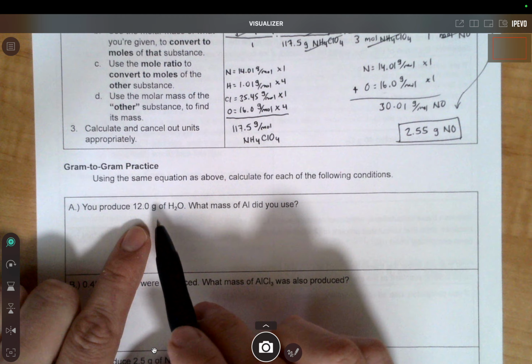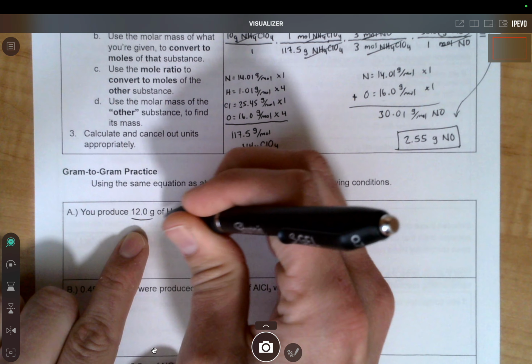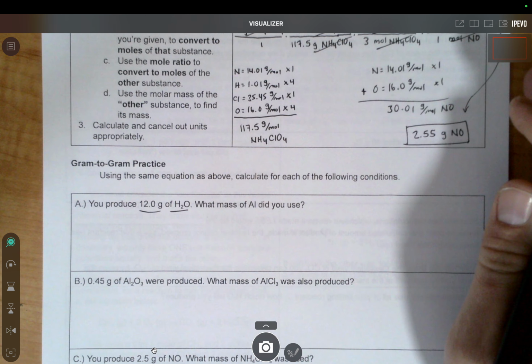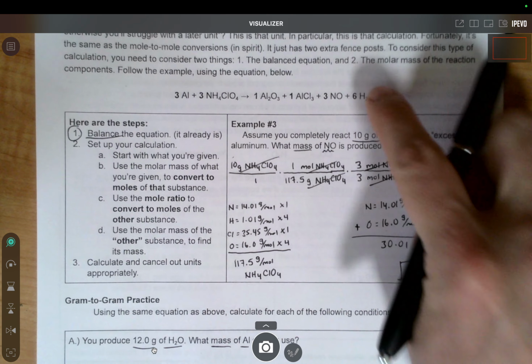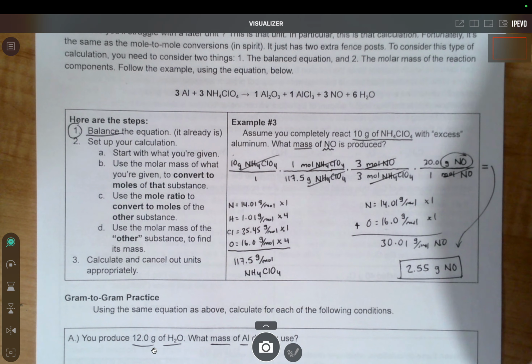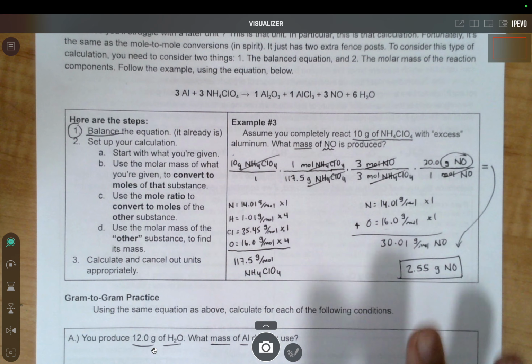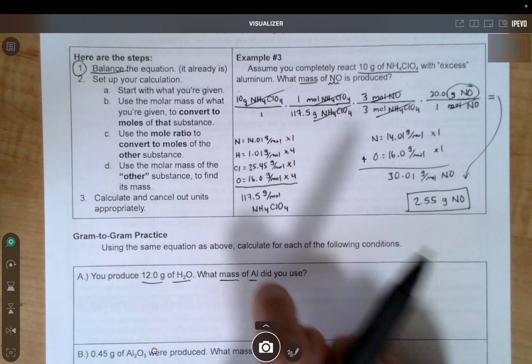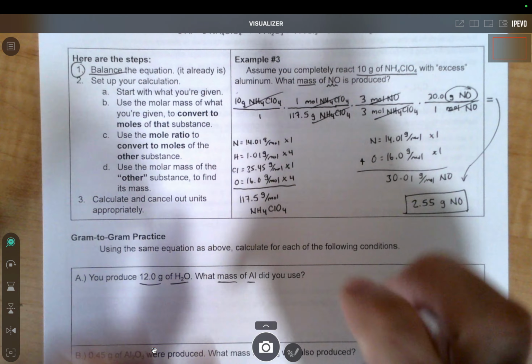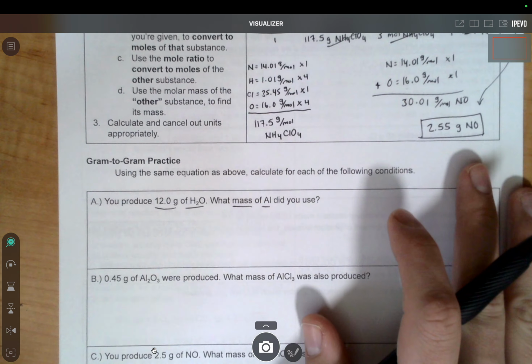Notice, we know the mass of the product in this case. And we're trying to figure out how much of the one reactant we use. See, water is a product and aluminum is a reactant. The math is still the same. In this case, what we know is A, right? And what we're looking for is B. So we can set up the math the exact same way.